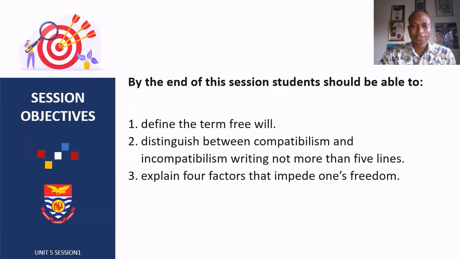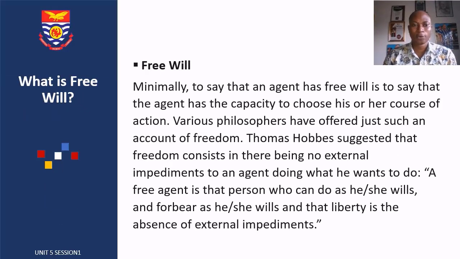Now, our lesson's objectives. By the end of this section, students should be able to define the term free will, distinguish between compatibilism and incompatibilism, writing not more than 5 lines, and explain 4 factors that impede one's freedom. So what is free will?